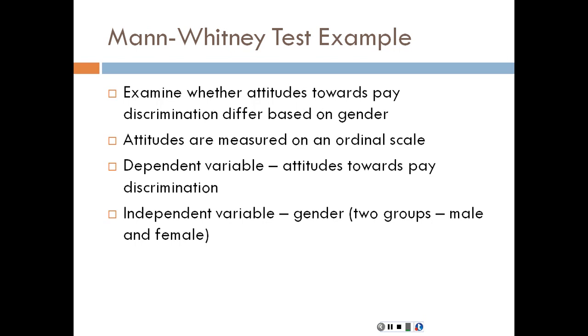Our dependent variable would be attitudes towards pay discrimination. That dependent variable is our outcome variable, okay? And our independent variable in this case would be gender. Gender is influencing those attitudes. So for our independent variable, we would have two groups here: male and female.